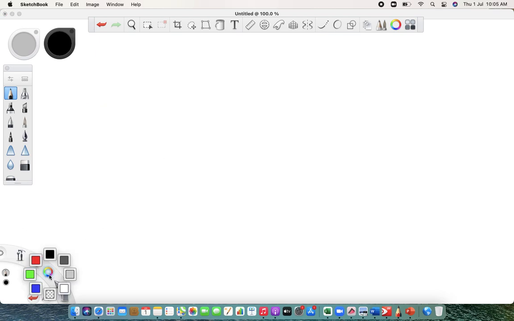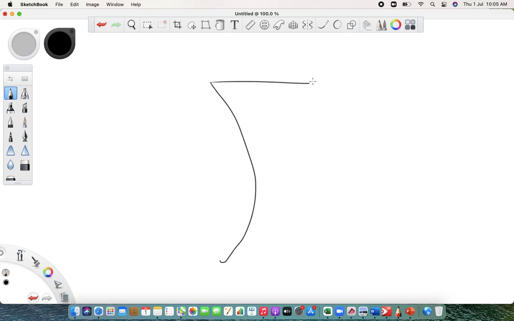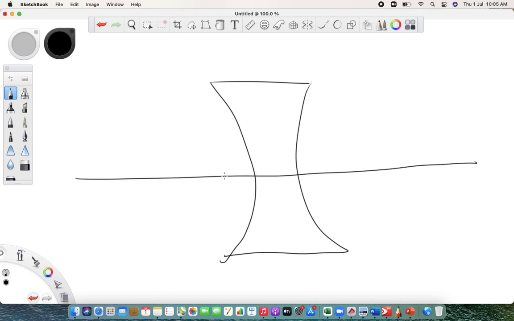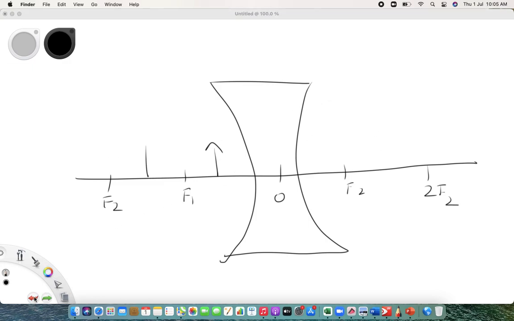Let's see the second case. In the second case, again you have to draw your principal axis, and mark f1, 2f1, f2, 2f2. Now here, you take your object anywhere between O and infinity. Anywhere means where? You can take your object here, here, or here, anywhere. Understood? So let's say I am taking my object here.